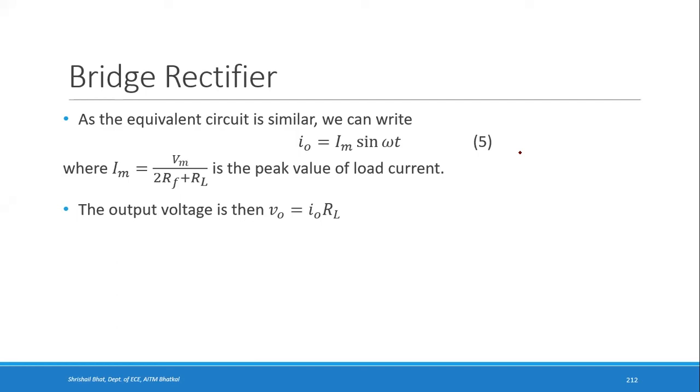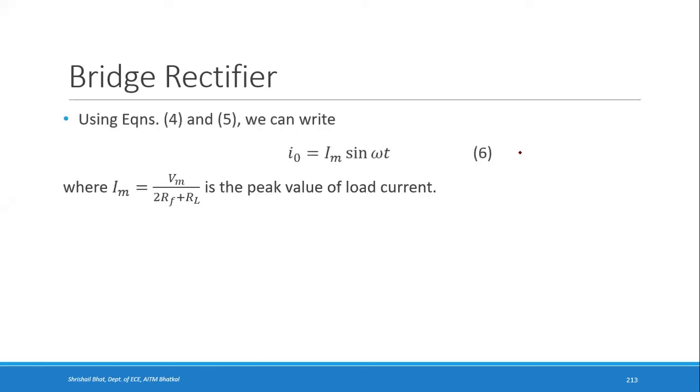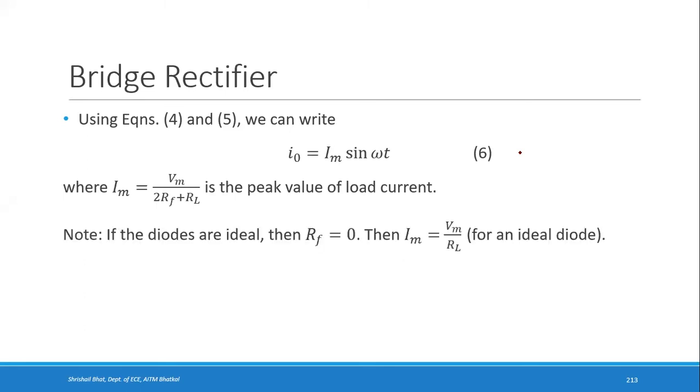So using both of these, in positive and negative half cycle, since I naught is Im sine omega t, you can write for the entire bridge rectifier, for both the half cycles, if you combine and write, I naught is Im sine omega t, where Im is Vm divided by 2RF plus RL. So from this, if you draw the waveforms, again, if you consider an ideal diode, for an ideal diode, RF is 0. In that case, again, Im will be Vm divided by RL.